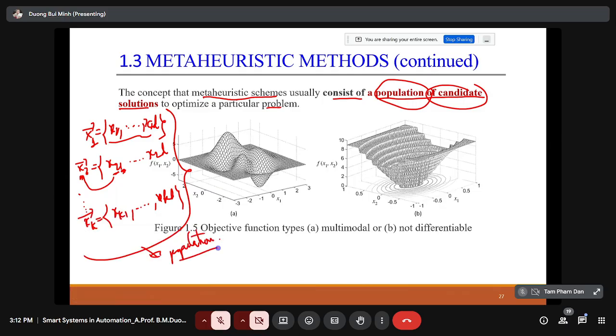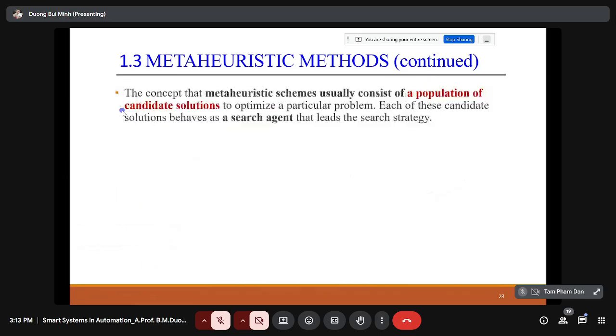Or we can say a population has many candidate solutions. Here we just mention candidate solutions, not the optimal solution, just candidates. If we have more candidate solutions, we have more opportunity to get the optimal solution, the best solution.